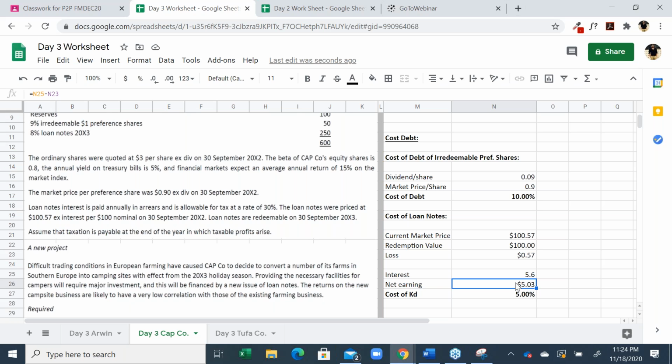Hamza, we are not calculating the market price, so we don't need to calculate the present value. We are calculating the return for 1 year. This investor earned $5.03 and invested $100.57. So the return that this investor got is 5.03 divided by $100.57. That's it. So we don't need to calculate present value.